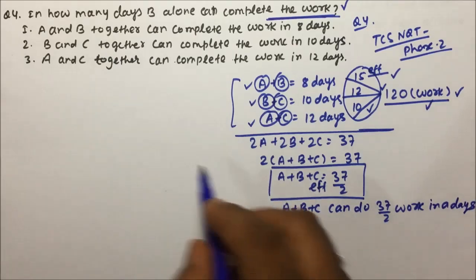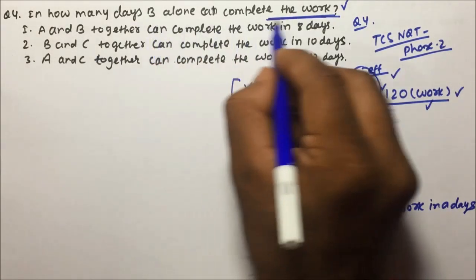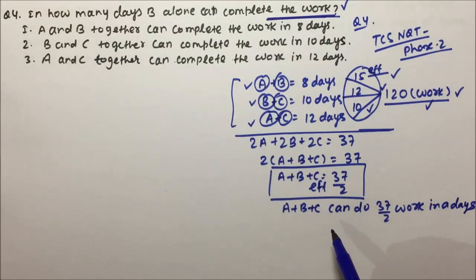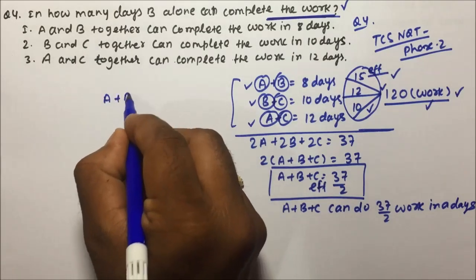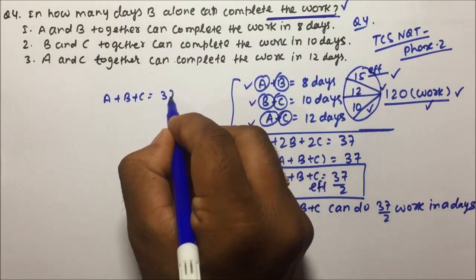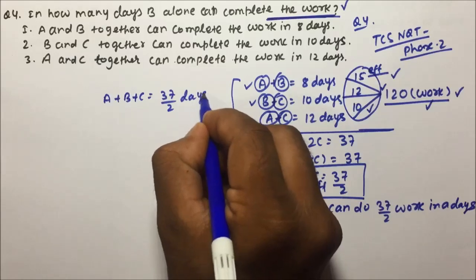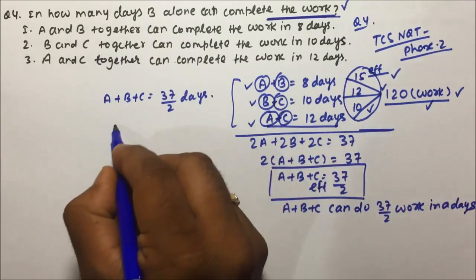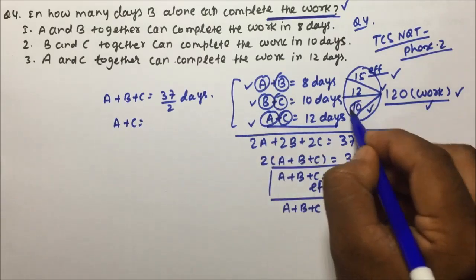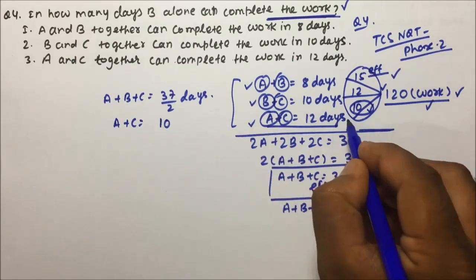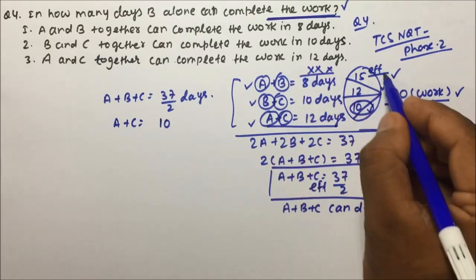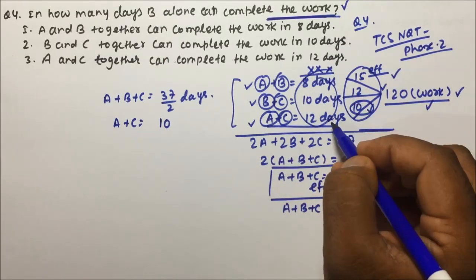Now what has been asked in the question? In how many days can B alone complete the work. Now how should I get B? You see, A plus B plus C efficiency is 37 by 2, and A plus C efficiency is 10. See, in the hurry, don't subtract the days. Once you take the LCM, there is no use of days.